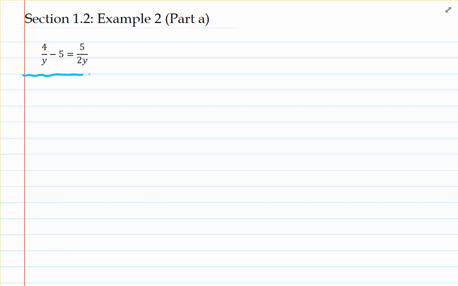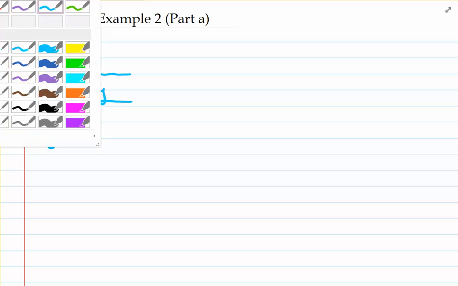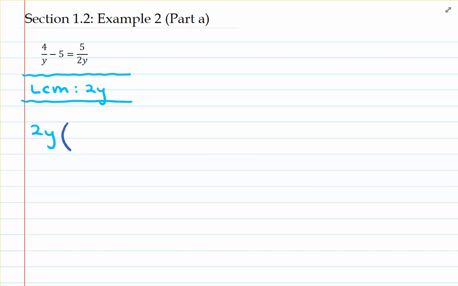Now the LCM of both those two fractions is 2y. Now check this out. I'm going to distribute 2y to what's on the left-hand side of the equal sign. So I'll put that in parentheses. So 4 over y minus 5. Now again, whatever we do to the left, we have to do to the right. So we're going to put the LCM on the right-hand side as well. I'm just going to jot down the original right-hand side and put it in parentheses to be consistent.